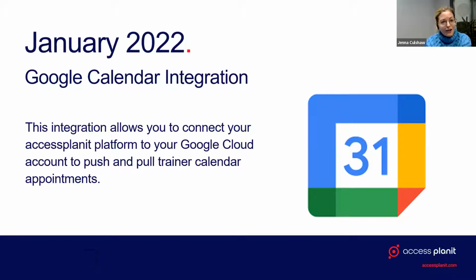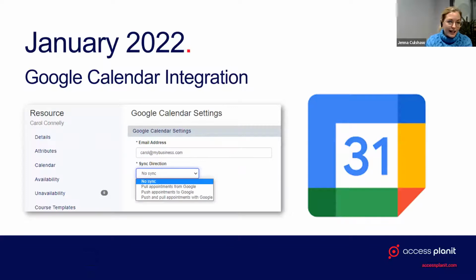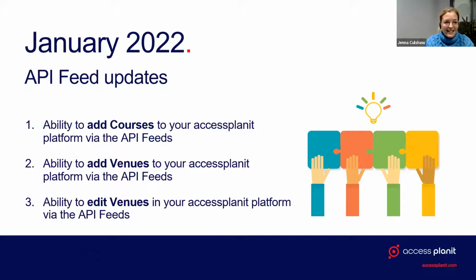This is a direct integration with Google Calendar, and it really allows you to synchronize your trainers' accessplanit calendars with their Google Calendar. Now, per trainer, you can choose to push calendar appointments from accessplanit into their Google Calendar. You can pull information from their Google Calendar into their accessplanit calendar, or both. You can have it go both ways. So if you use Google within your organization, this module is a huge help. It really helps streamline your operations, gives you real-time visibility of what's going on in your trainers' diaries.